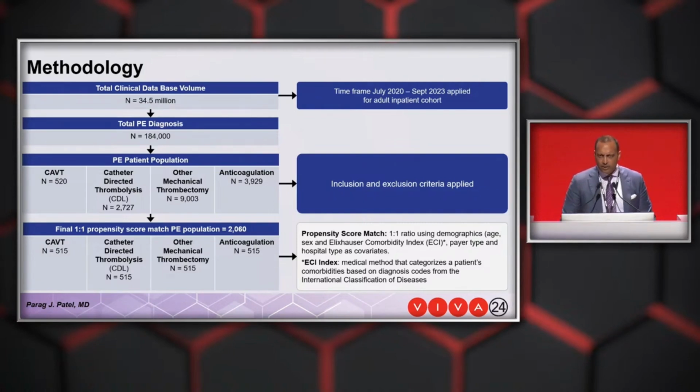To eliminate inherent selection bias, we instituted a propensity score match at a 1-to-1 ratio utilizing patient demographic data, specifically age, sex, and race, as well as comorbidity index, specifically the Elixhauser comorbidity index, which incorporates 38 different comorbidities to assign an index value for each of these patients. When the propensity score matching was applied, we ended up with a total of 2,060 patients, 515 patients in each of the study arms, as seen here.